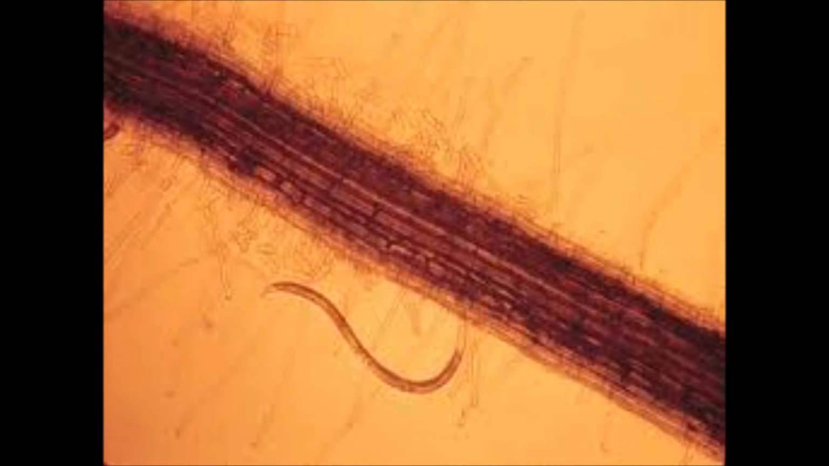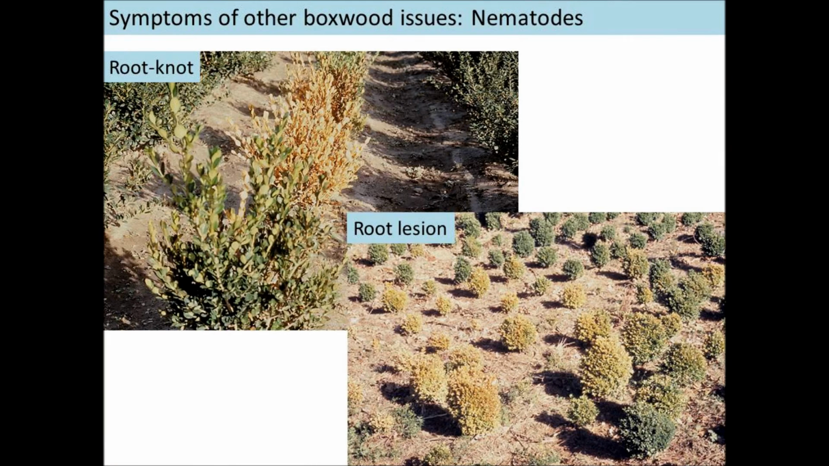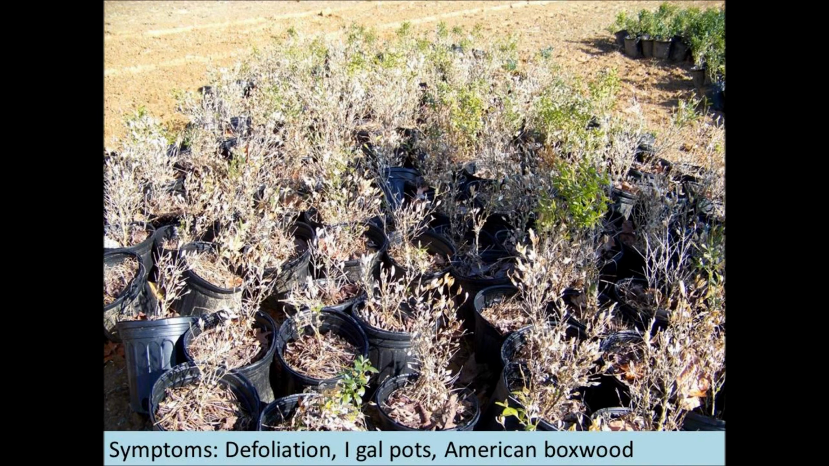High populations of parasitic nematodes can stunt and kill boxwood. Note the picture in the upper left. The foliage has not fallen off but remains straw-colored after the plant dies. This is in contrast to boxwood blight, which typically causes defoliation.